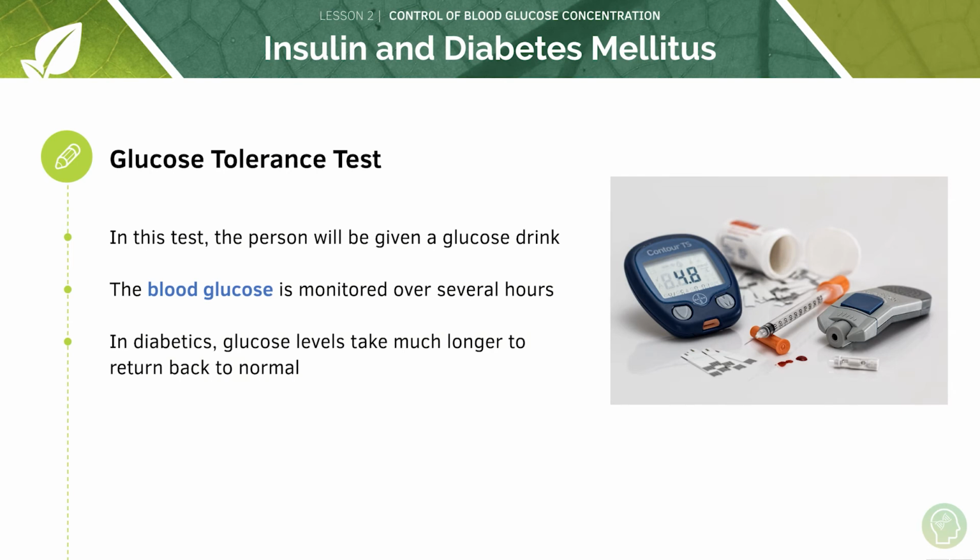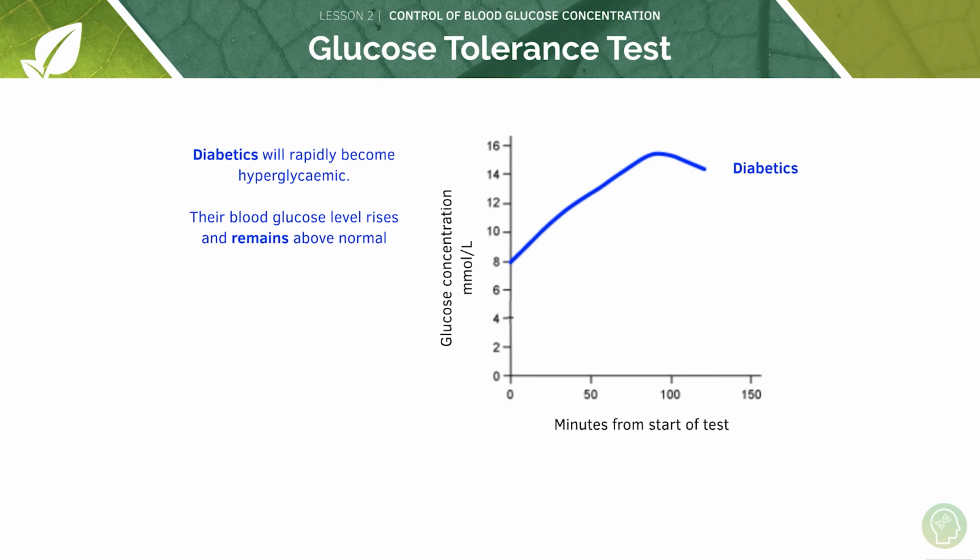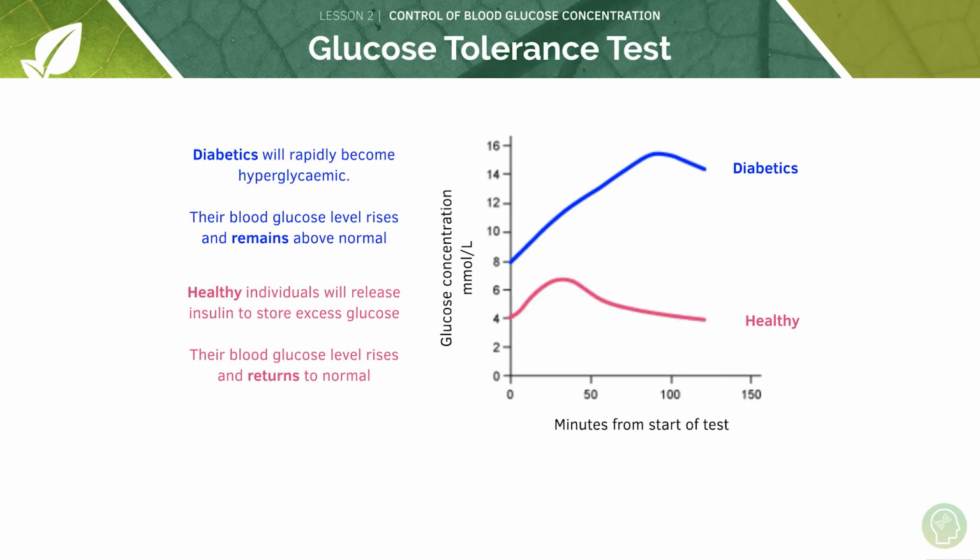Now, having a look at how we can diagnose, there is something called the glucose tolerance test. In this test, the person will be given a glucose drink, and the blood glucose is monitored over several hours. In diabetics, glucose levels take much longer to return back to normal. Their glucose levels drastically increase in their blood. And the key fact here is that in diabetics, the glucose levels remain above normal.